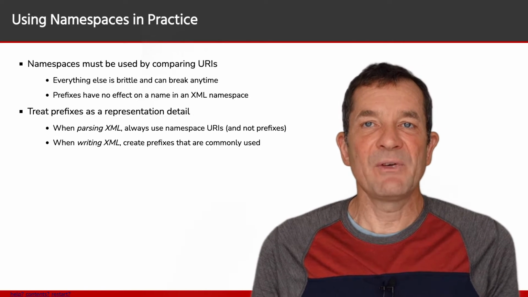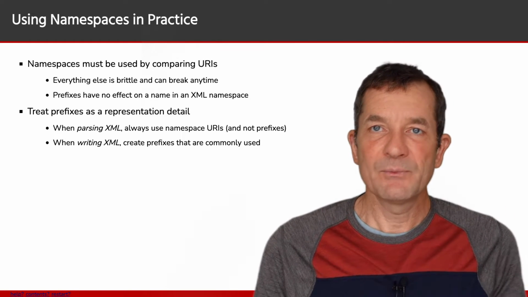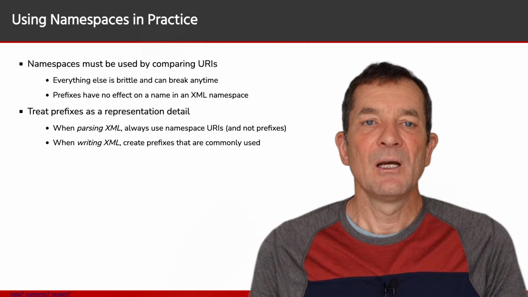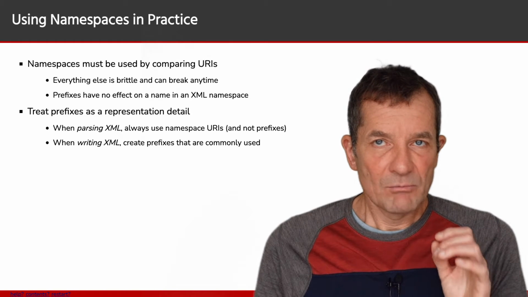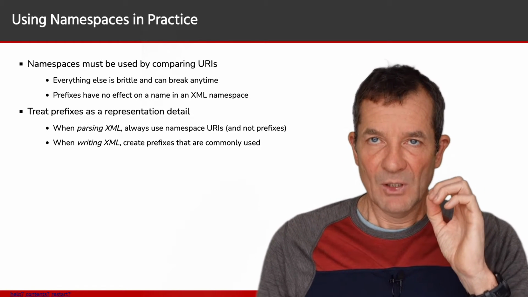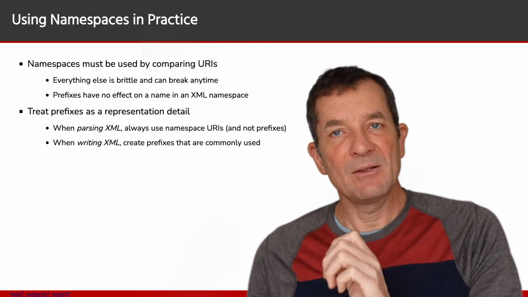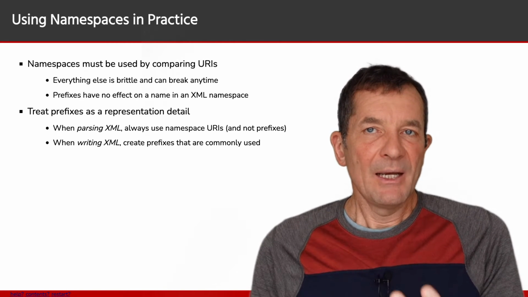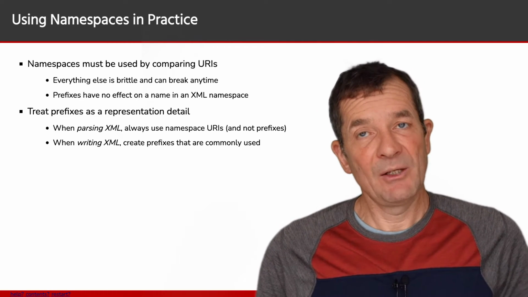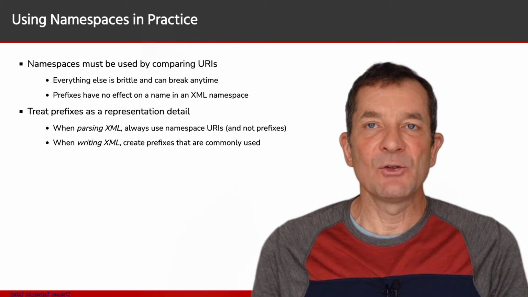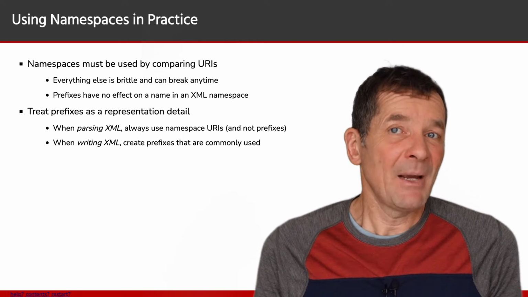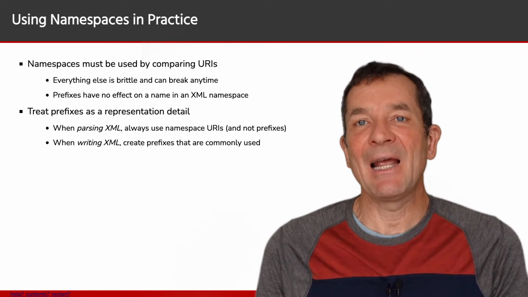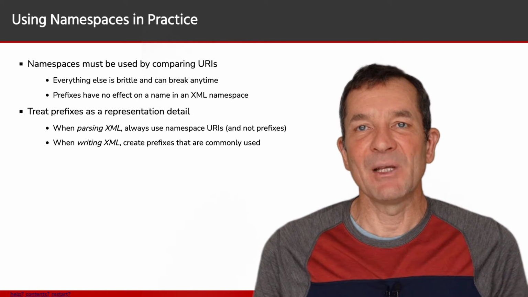Treat prefixes as an implementation detail of how XML documents work. When you process XML, always just use the local name of the element and the namespace name. And ideally, when you write XML, when you create XML, it would be nice to use common prefixes for certain vocabularies, not random ones, but it shouldn't matter. But it still would be nice if you made an effort to use prefixes that are meaningful.